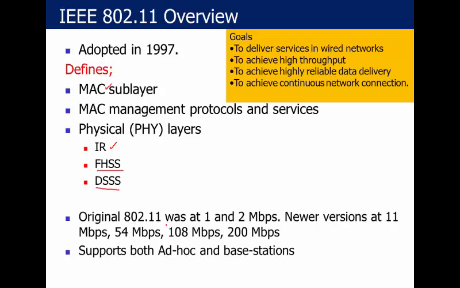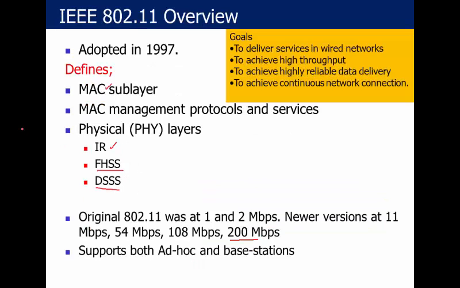The original 802.11 was at 1 Mbps, 2 Mbps. Now it goes up to 200 Mbps, more and more. There are versions of Wi-Fi: 11a, 11g. That's right.